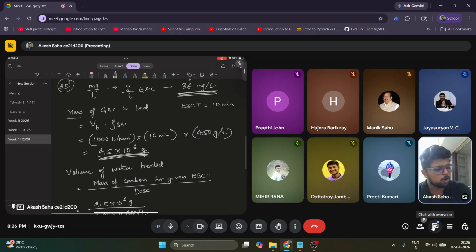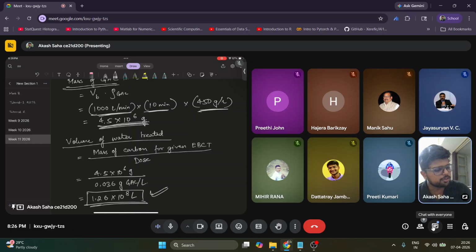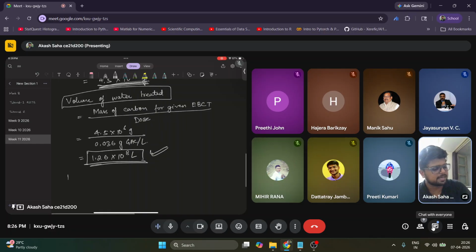So that's how we calculate the volume. Two points: one is how much mass of the adsorbent is needed in my bed. That depends on the flow rate times the EBCT times the density, which gives you the mass. Then mass divided by dosage gives you how much volume of water can be treated. And the final thing is the bed life. So bed life is the volume of treated water divided by what? What will give the life of the bed? Can someone guess? How can we get the bed life?